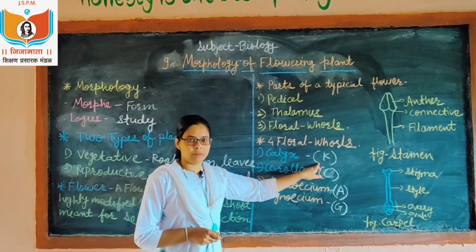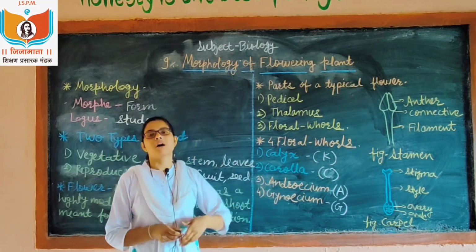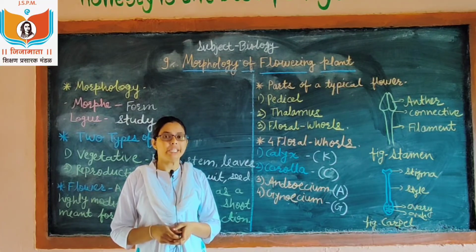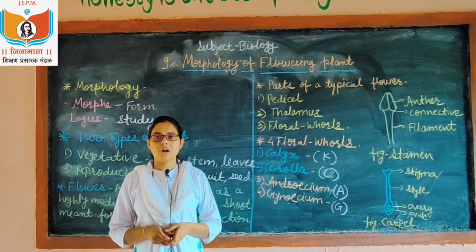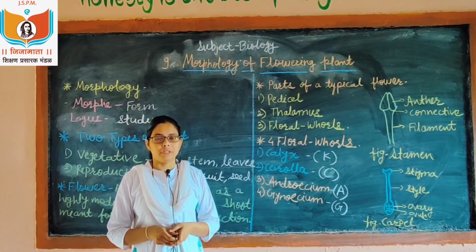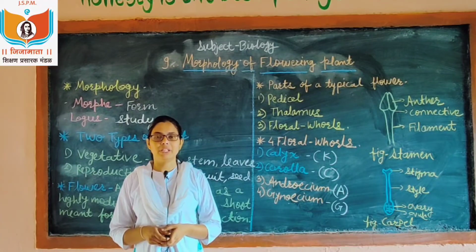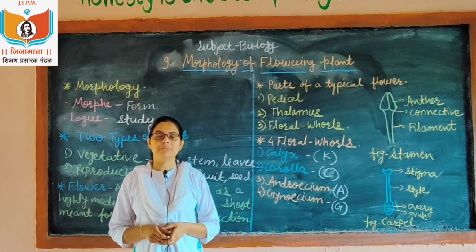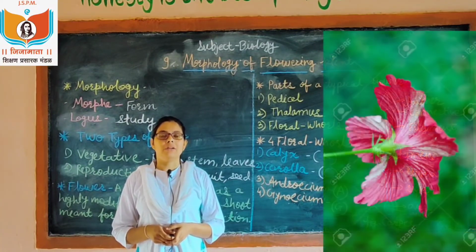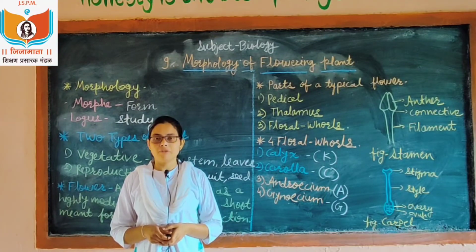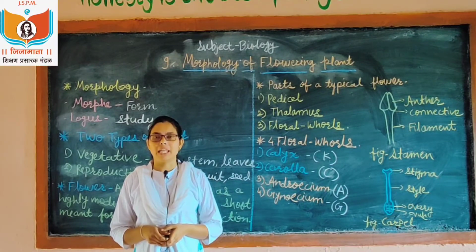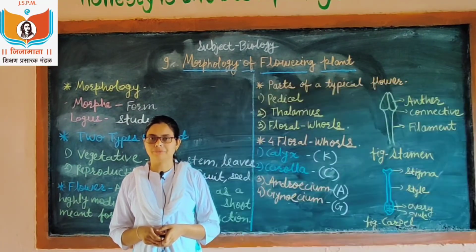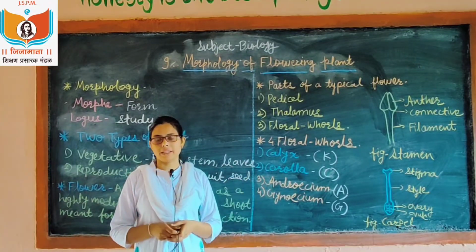Calyx. Calyx is denoted by capital K. It is the outermost whorl of a flower. It is the accessory whorl of a flower and it is green in color. Its members are called sepals. If all sepals are united with each other, that calyx is called gamosepalous. Example is China rose. If all the sepals are free from each other, that calyx is called polysepalous. Example is gulmohar.